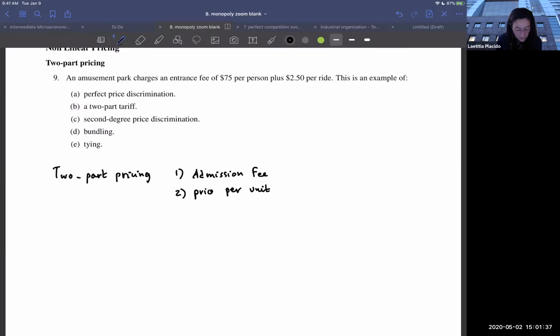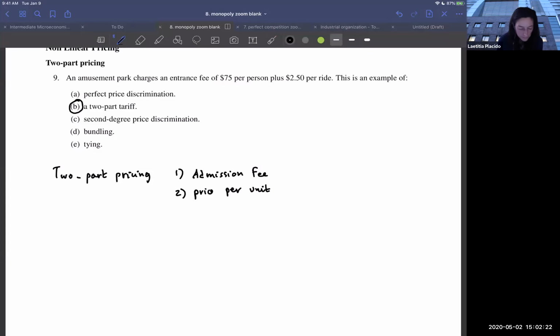The typical example of two-part pricing is an amusement park. In an amusement park, typically you pay a fee upfront to get the right to enter the park, and then you can choose to have as many rides as you want, and you are charged for each of these rides. So here, if you look at question 9, an amusement park charges an entrance fee of 75 plus 2.5 per ride. This is a typical example of a two-part tariff.